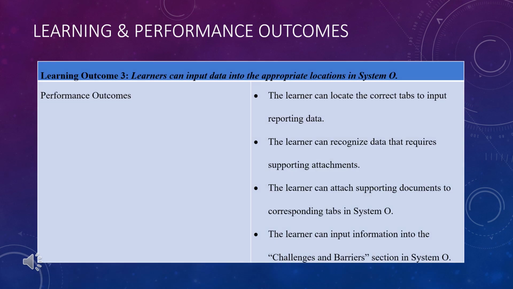The third and final learning outcome is the learner can input data into the appropriate locations in System O. The performance outcomes are the learner can locate the correct tabs to input reporting data. The learner can recognize data that requires supporting attachments. The learner can attach supporting documents into the corresponding tabs in System O. And the learner can input information into the challenges and barriers section in System O.